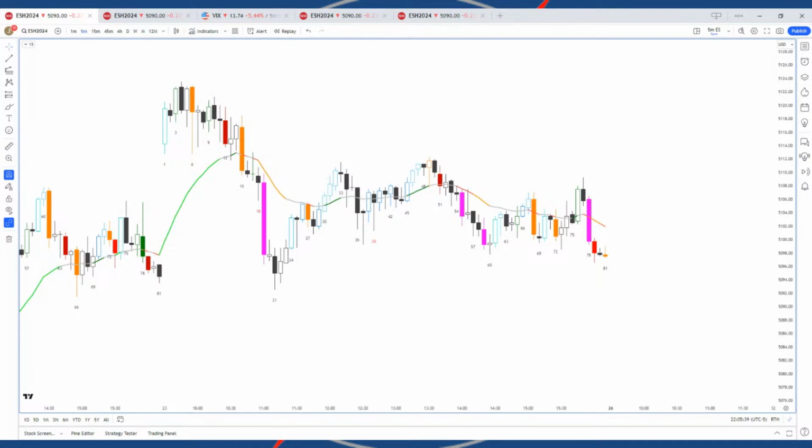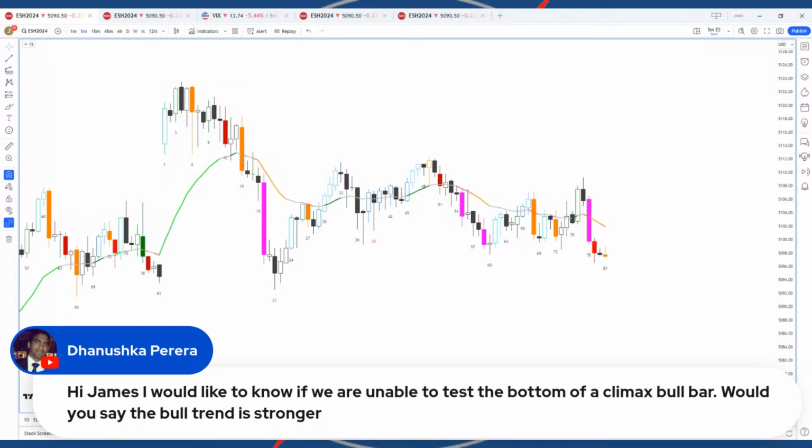So here, let me pull this question up on the screen. If we're unable to test the bottom of a climax bull bar, would you say the bull trend is stronger? There are a number of implied questions in there that you have to answer first. How are you defining a climax? If it's just a single climactic bar like this, the breakout code that we use in Systems Academy flags this bar 24 as a climax bar, based on the measurements, the mathematical formula we use for defining climax.